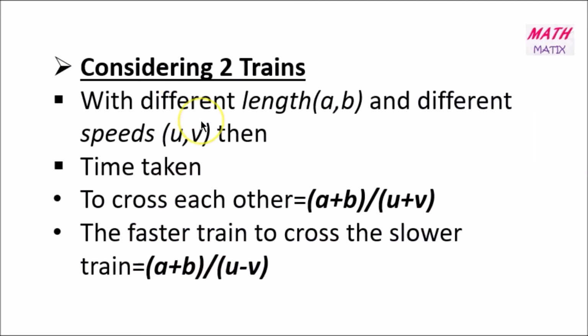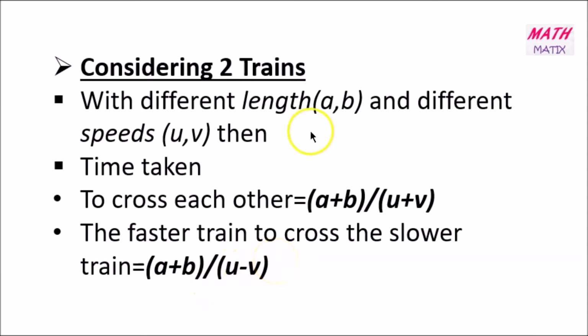In some problems, there will be trains of two different lengths and two different speeds, and we have to find the time taken or the speed. In that case, let the lengths of the two trains be A and B and the speeds of the two trains be U and V. Then the time taken to cross each other is A plus B divided by U plus V. The time for the faster train to cross the slower train is A plus B divided by U minus V.